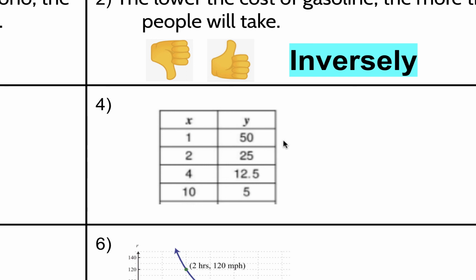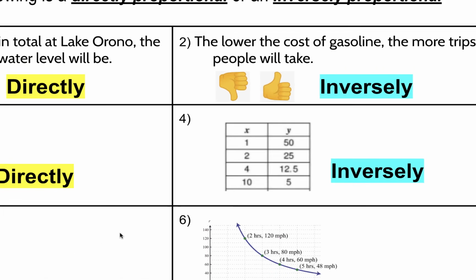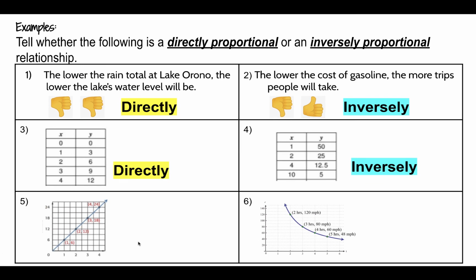So 1 times 50, what is that? 50. 2 times 25, what is that? 50. 4 times 12 and a half, 50. 10 times 5 is 50. So yes, we still have a pattern, but it is not a constant rate of change. Therefore, it's inversely proportional. Now, focusing on graphs, remember it has to go through the origin in order to be directly proportional. Number 5, that goes right through the origin, directly proportional.